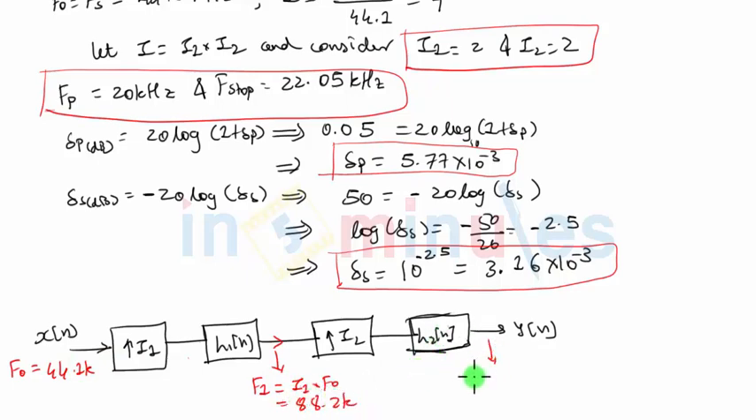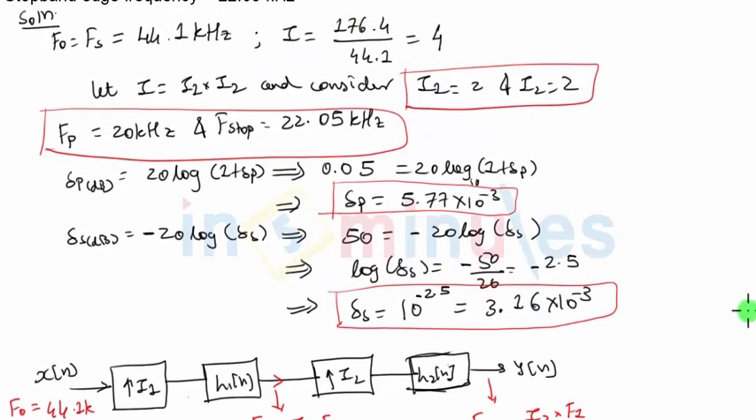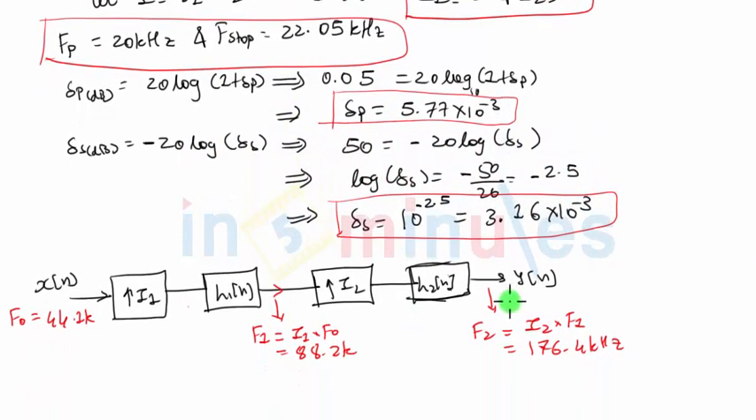And finally at the output side, F2 will be equal to I2 into F1. I2 is also 2, so 2 into 88.2 will give me 176.4 kilohertz, and this is what we are looking for. We want the final output to have the sampling rate of 176.4 kilohertz, and that's how we got the factor of 4. So it is very obvious that the final sampling rate will come out to be 176.4.